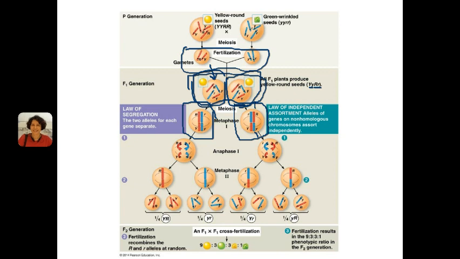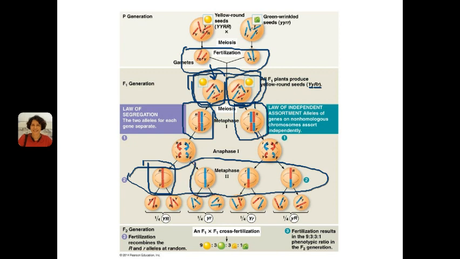So in the end, after meiosis is finished, these are going to be your final products. So one of the cells is going to have big R and big Y. So these are gametes. So it's going to have the two dominant characteristics. Another one is going to have the two recessive characteristics, little r and little y. Another gamete is going to have little r and big Y. And a fourth gamete is going to have big R and little y. Those are all the combinations of R and Y that you can have.